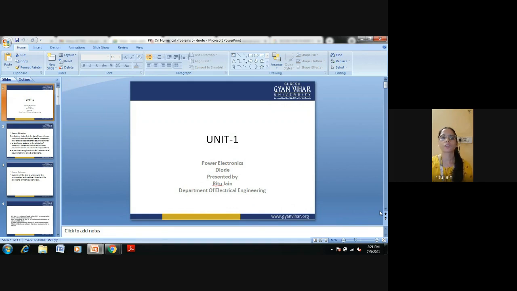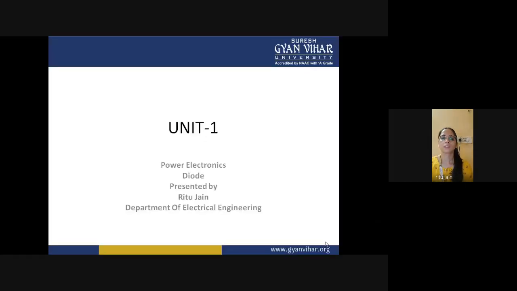Rectification means that it will convert from AC to DC. So, if you want an output which is uncontrolled, then you can use a diode for rectification. And there are so many types of diodes which we have studied in our last lectures. Now we will discuss some numerical problems which are based on diode.